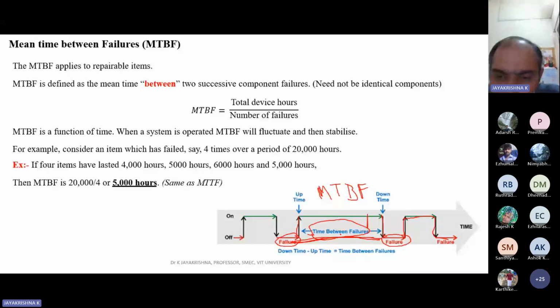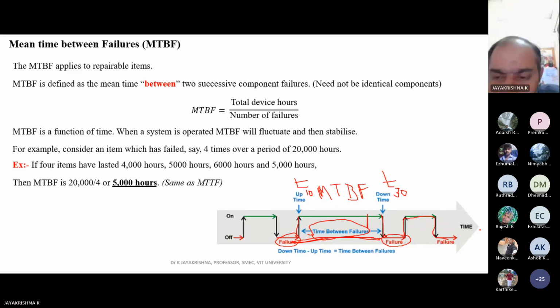Say, for example, here the machine has failed when t equals 10, and here it is after some 30 hours, it has failed again. So the mean time between failure is what? T of 30 minus T of 10. In this case, downtime minus uptime, right? So what is the mean time between failure now? 30 minus 10? 20, sir. 20.